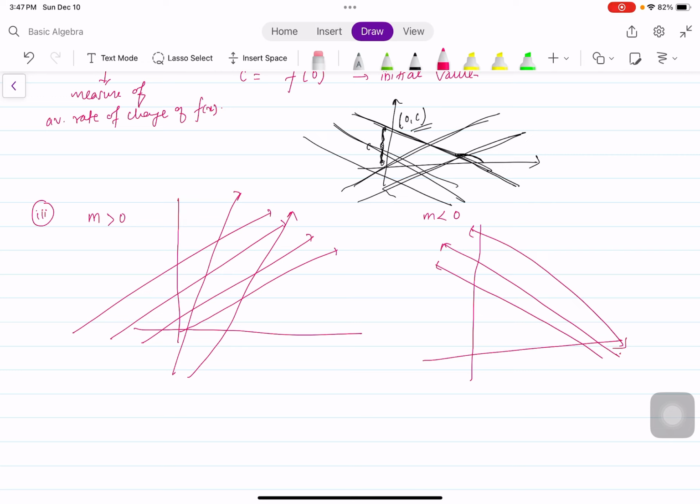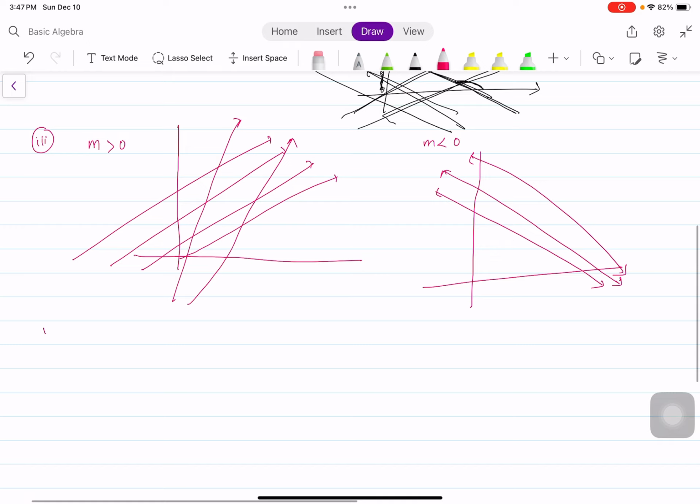You may not necessarily need to draw these arrows, there is no point in drawing the arrows. If you start from here, the graph is falling from left to right in this case.